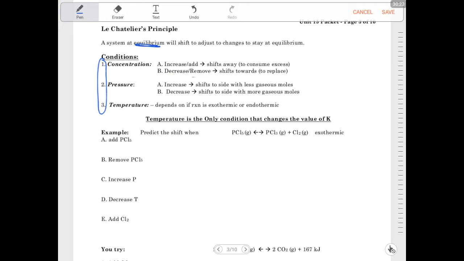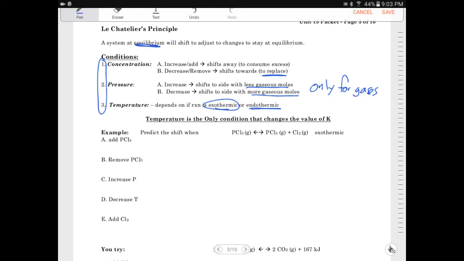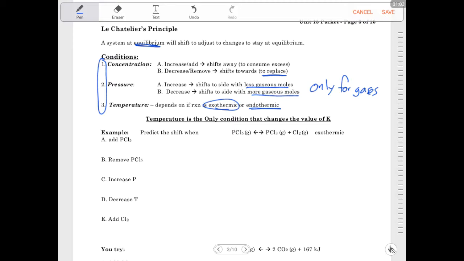If you decrease the concentration, you're going to move toward the decrease because you want to replace what you were taking out. Pressure again, only for gases. It's only for gases, and you're looking at the number of moles, kind of like we talked about last week when we were looking at the K expressions. We counted up the number of moles. Same thing. Increase, you're going to go to where there's fewer gas moles. Decrease, you're going to go to where there's more gas moles. And the temperature depends on if it's exothermic or endothermic. Temperature, like I said, we'll get into in just a few minutes.